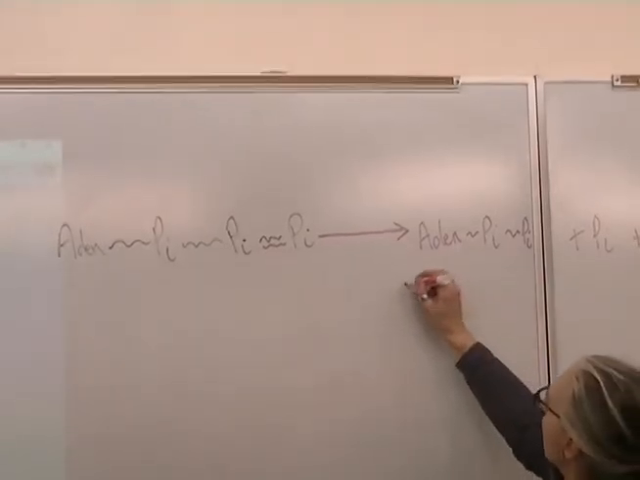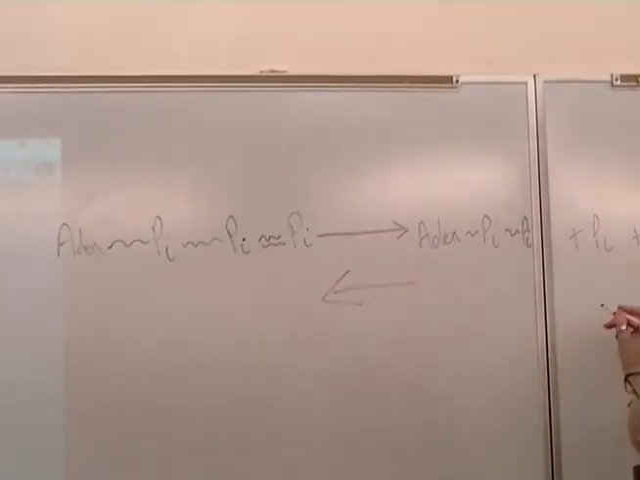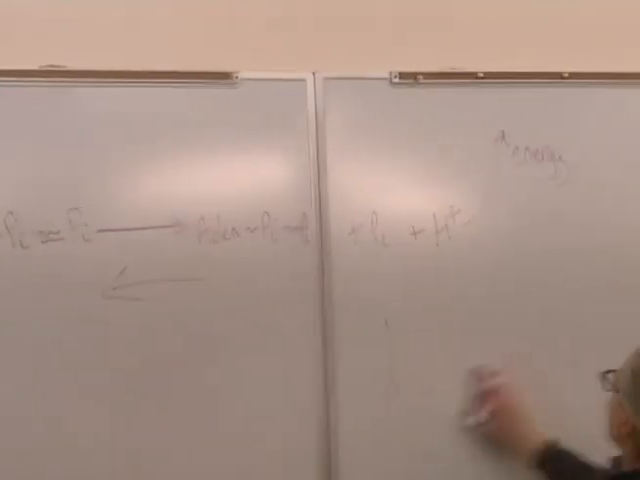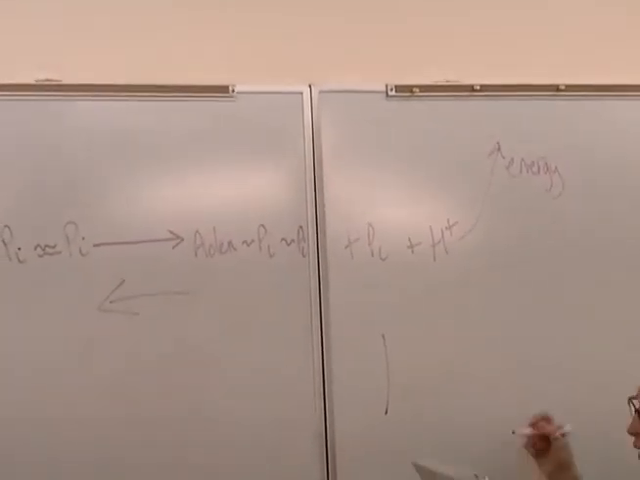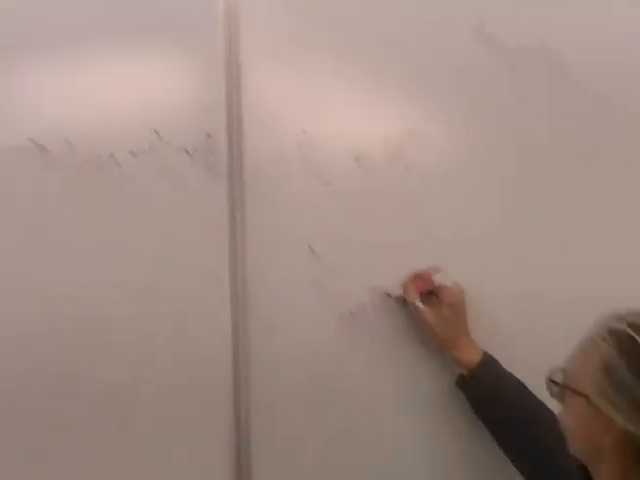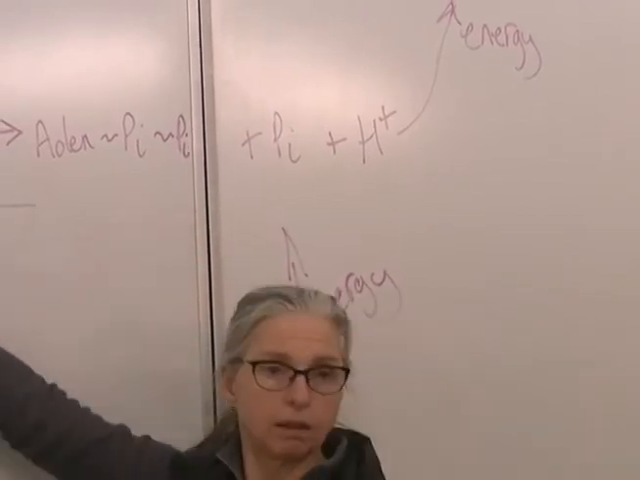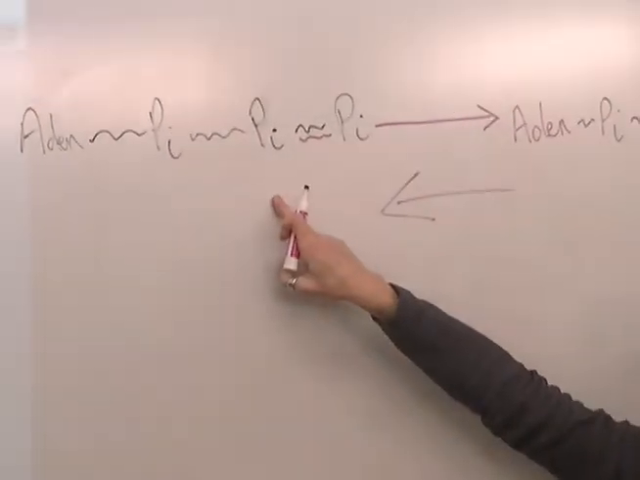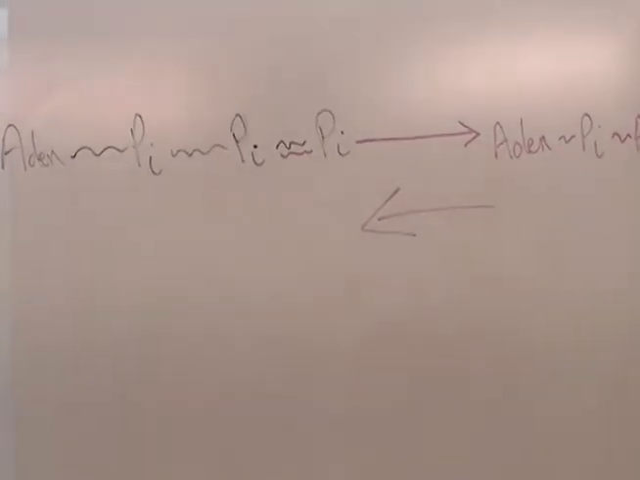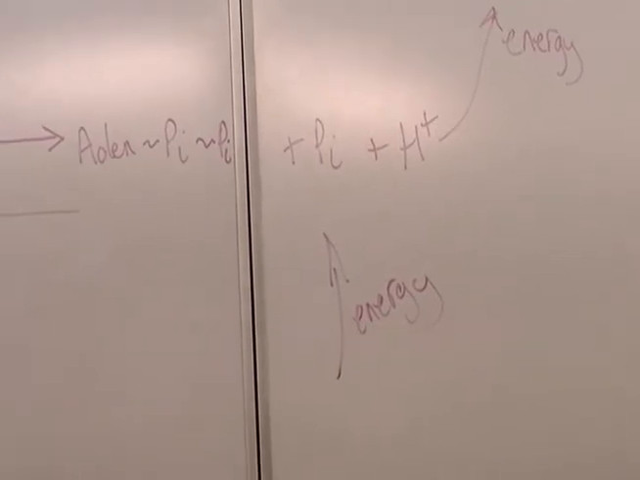So for it to go the other way, I have to add energy now in order to make ATP. Right? This energy is going to come from anaerobic metabolism or aerobic metabolism.